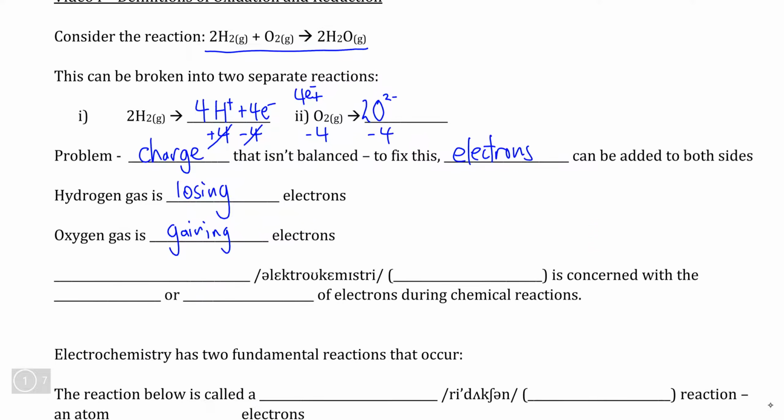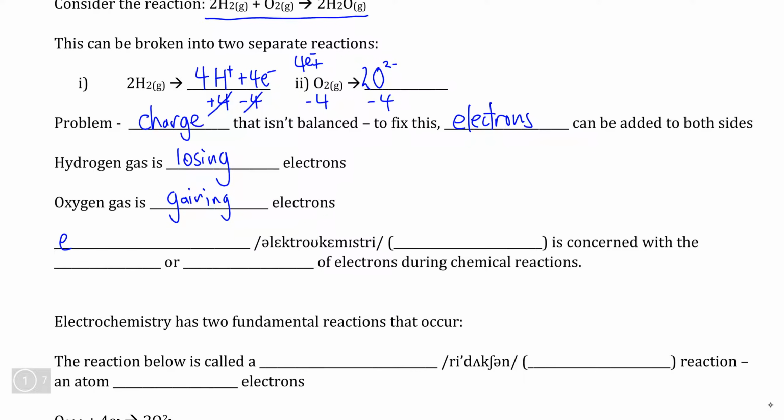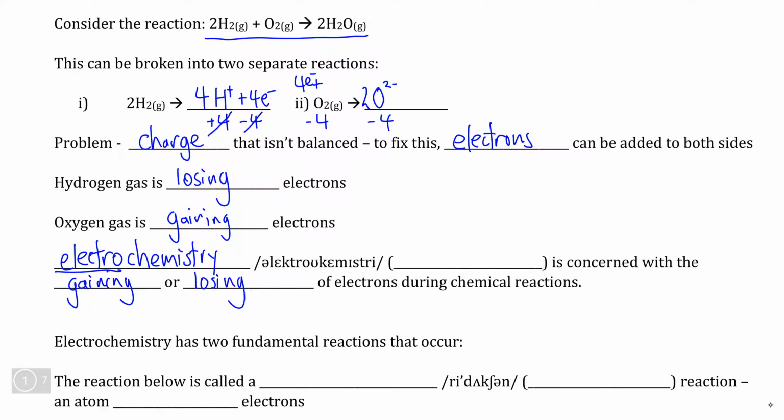What we have just introduced is the next unit, which is what we call electrochemistry, and as the name might suggest, electrochemistry is the branch of chemistry that is specifically concerned with the gaining or the losing of electrons. In other words, how electrons move from one element or compound to another over the course of a chemical reaction.